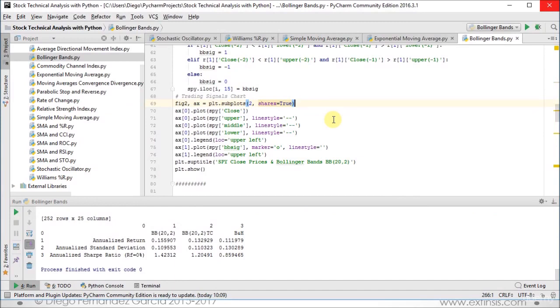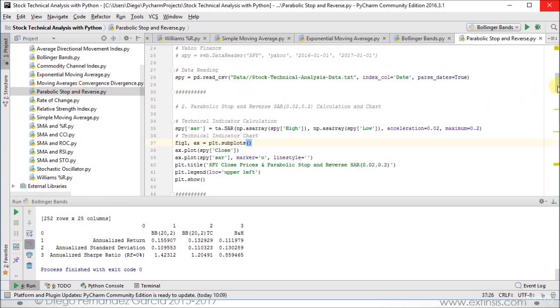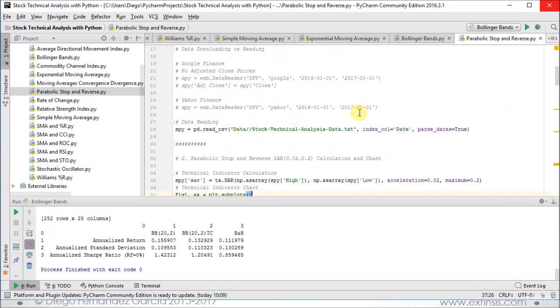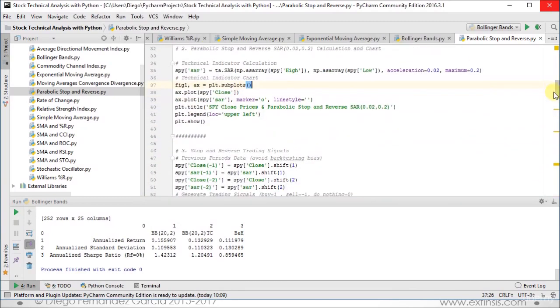So let's proceed to the last of our lagging indicator based single indicator trading signals, which is parabolic stop and reverse, by double clicking on the file. So we scroll to the beginning, similar structure, therefore it's a standalone type of file. We import our packages. Next, we read our data. Next, we calculate our technical indicator. Notice that we have an acceleration factor of 0.02 and a maximum acceleration of 0.2. Again, these are the characteristics commonly used for this technical indicator, but you can modify them according to your needs.